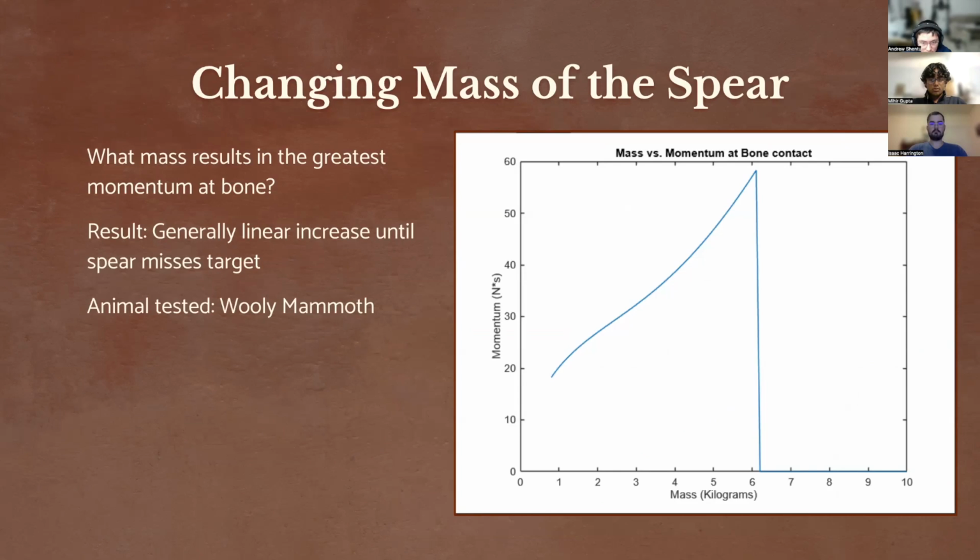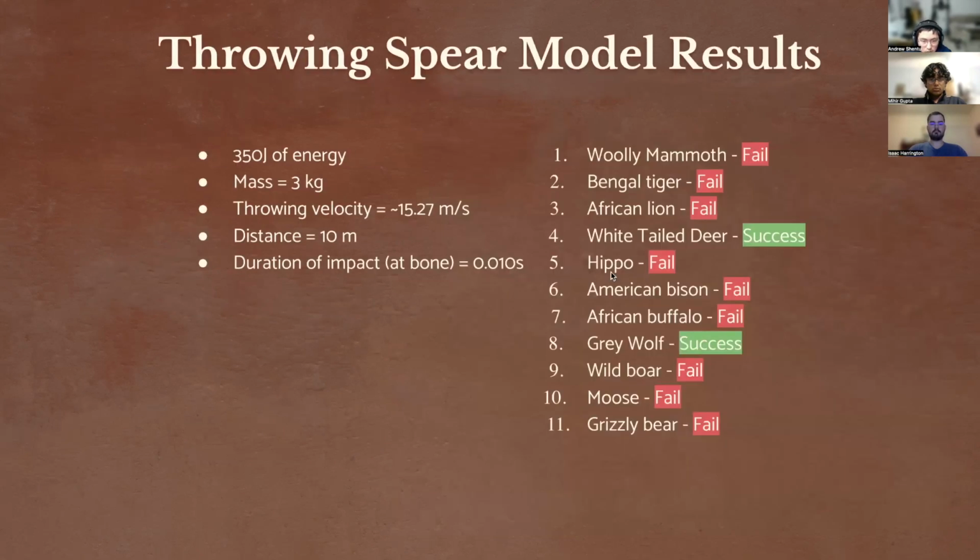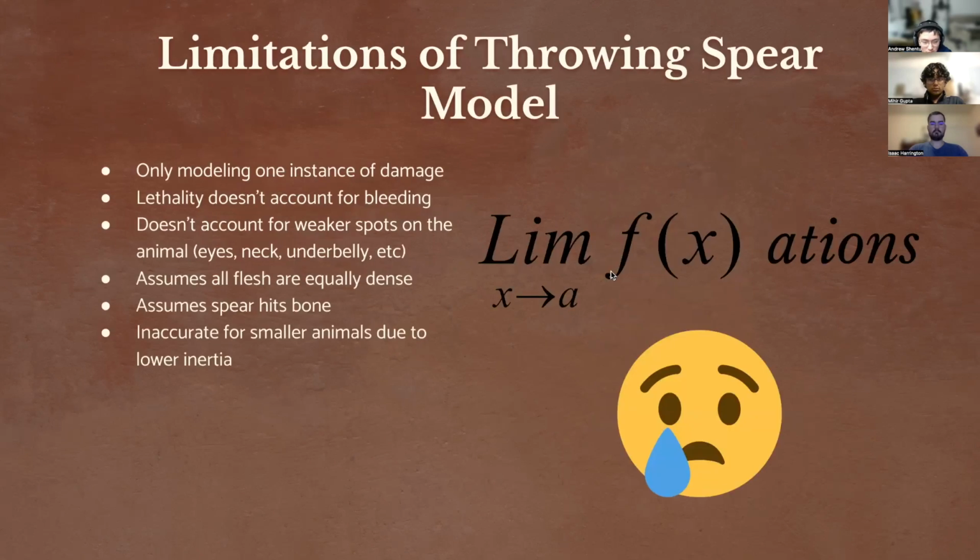have to increase lethality. Here are the general results with the variables fixed to a 3 kilogram spear thrown at about 15.25 meters per second at an animal 10 meters away, with the time of impact at bone being 10 milliseconds. Almost all animals survived the spear, except for the deer and the wolf. One of the limitations is that we are only modeling one instance of damage.